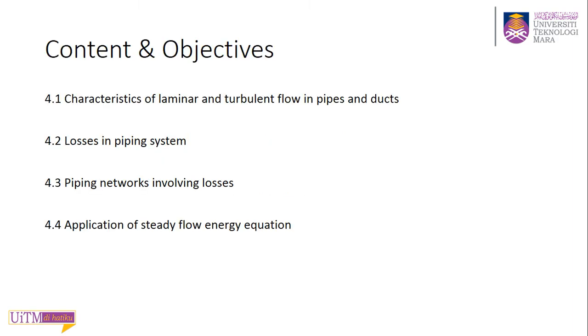Okay, so in chapter 4, there are 4 subchapters. The first one is the characteristics of laminar and turbulent flow in pipes and ducts, and the second one is losses in piping system. The third one is piping networks involving losses, and the last one is the application of the steady flow energy equation. This chapter is quite related to chapter 3, of course.